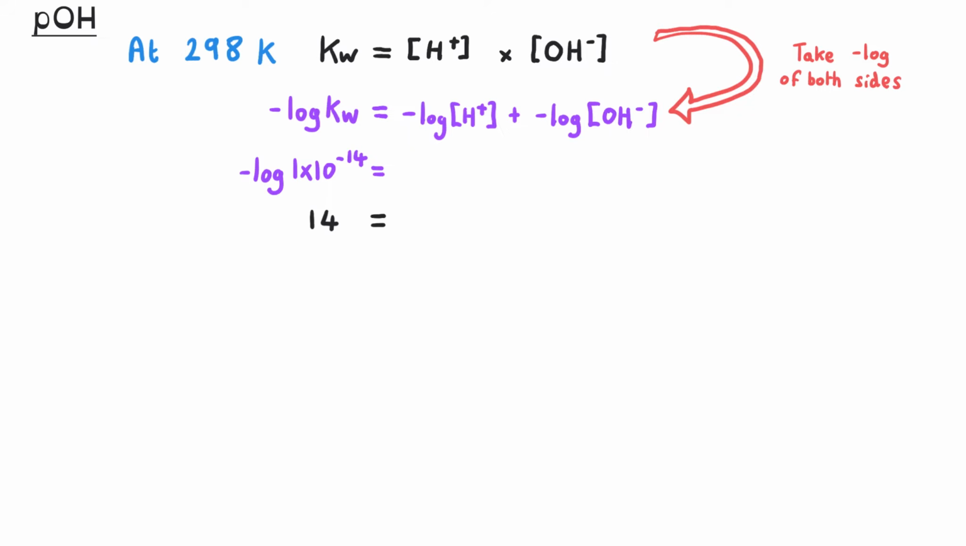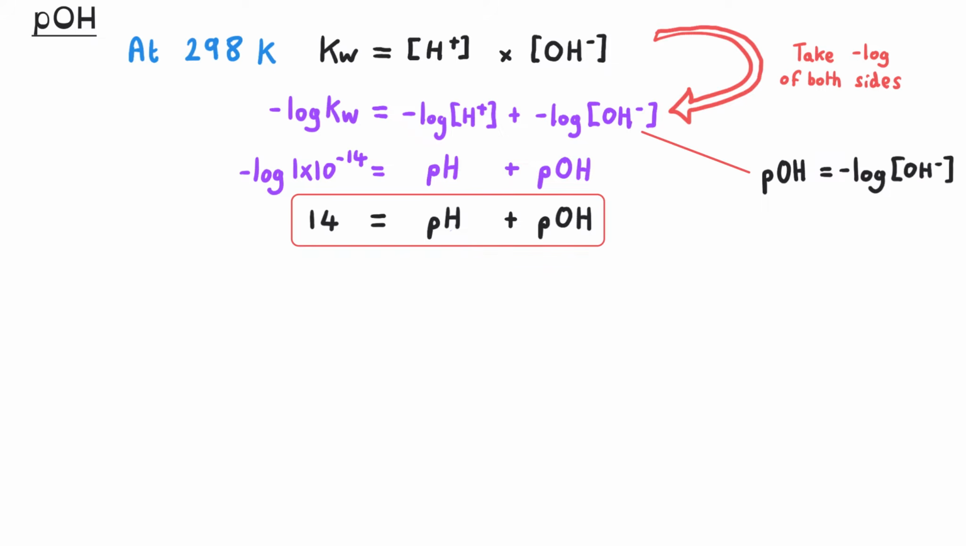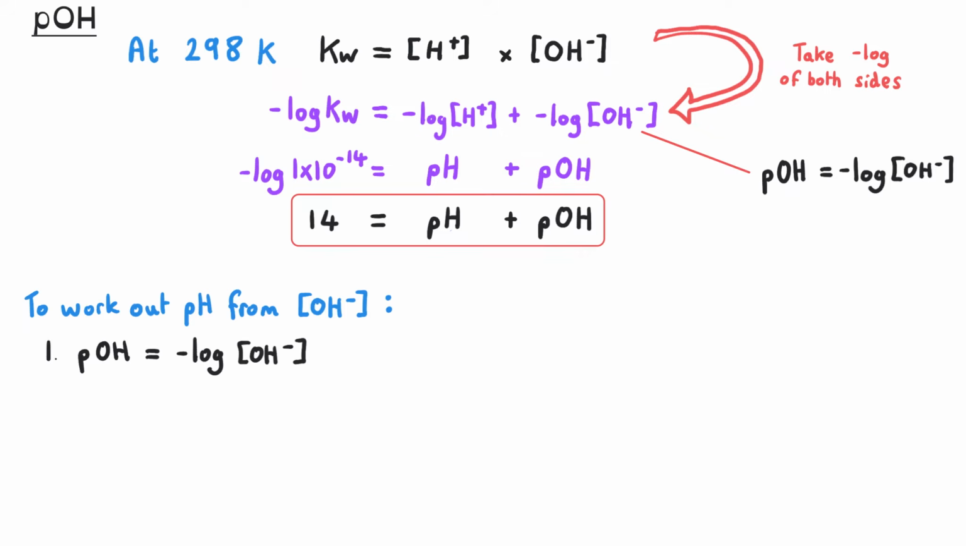The negative log of the hydrogen ion concentration is pH. The negative log of the hydroxide ion concentration is something called pOH. And so this gives us a really useful relationship: 14 is equal to pH plus pOH. Now, since pOH is the negative log of the hydroxide ion concentration, what you can do is take a hydroxide ion concentration, take the negative log of it to get the pOH, and then subtract this pOH away from 14, and this gives you a value for the pH.